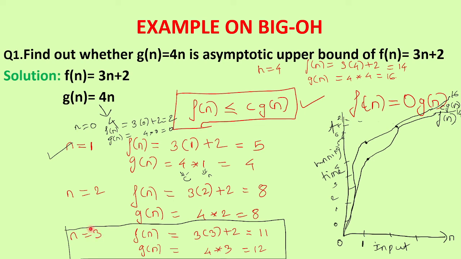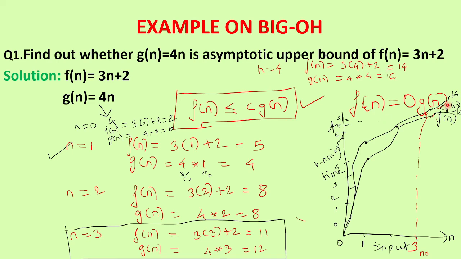So 3 you can consider as the n naught value. Here 3 will be your n naught. From here onwards, c times g(n) will always be greater than f(n). So this condition is getting satisfied: f(n) is less than or equal to c times g(n). We can write f(n) equals O of g(n), and hence we have proved that g(n) is an asymptotic upper bound of f(n).